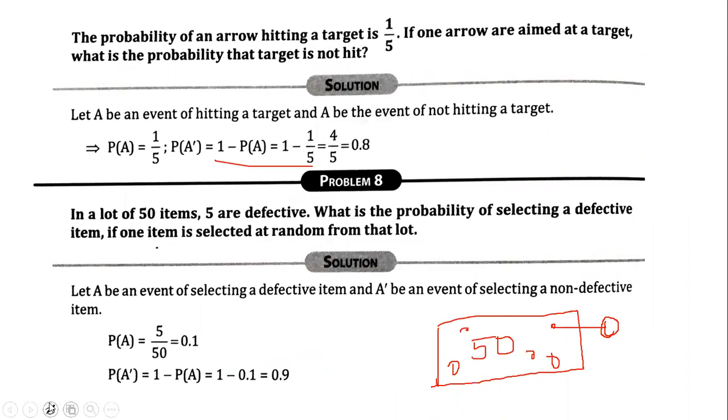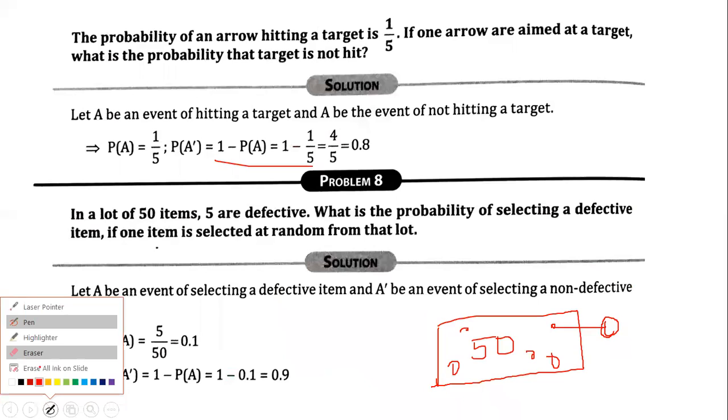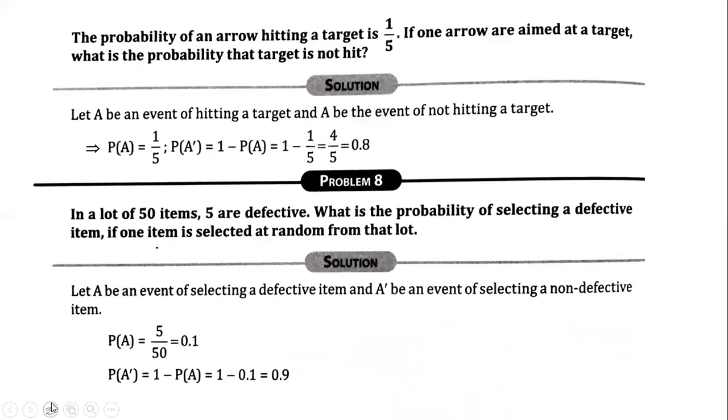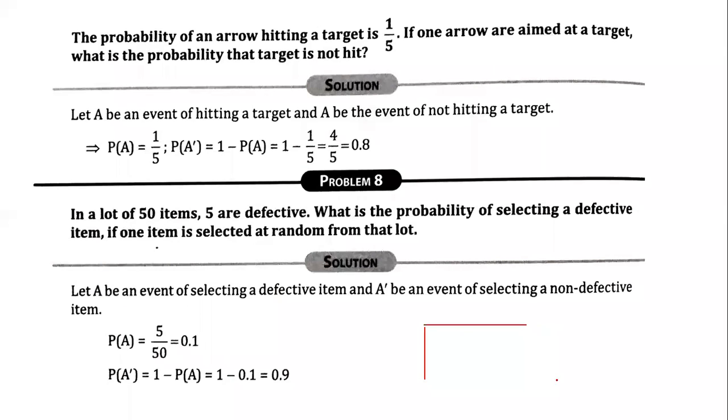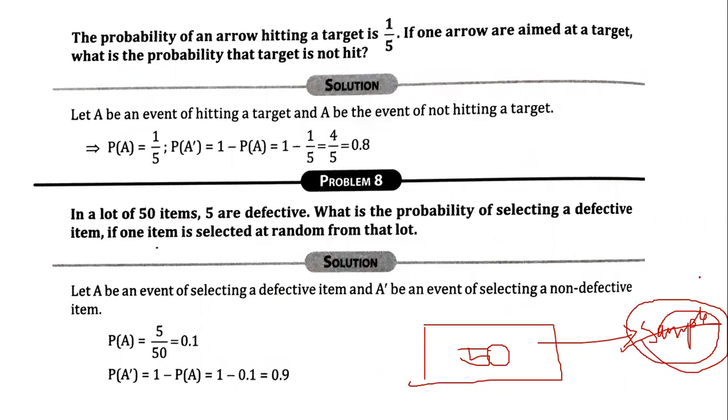Now, if you see this question, what we are learning now, in this question, there is a lot of 50 items, and we are trying to check the 50 items, and we will take a sample. We will take one of the products as a sample. Now they are saying what is the probability that this sample itself is a defective item.